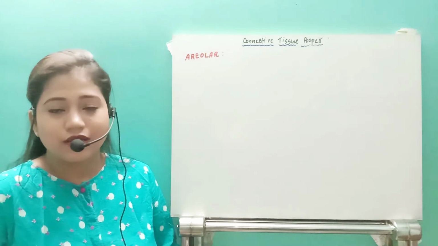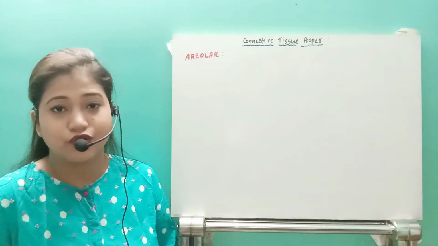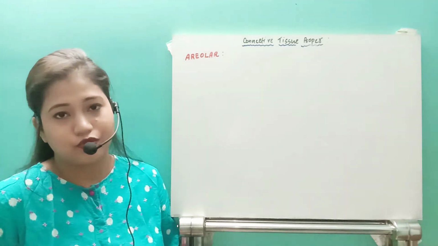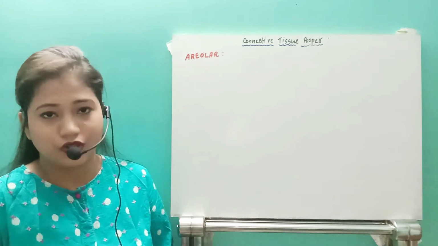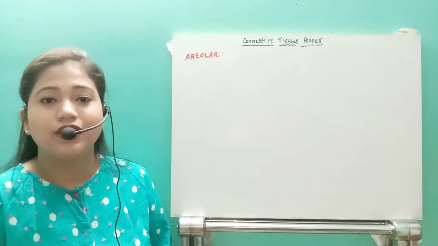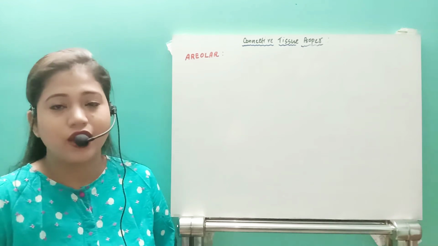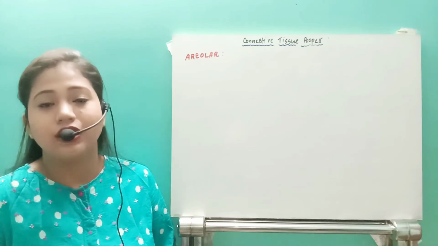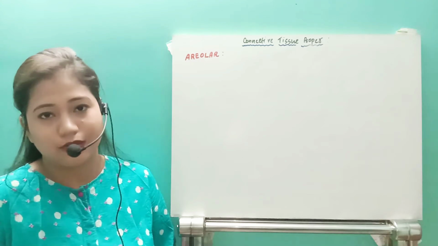In this connective tissue proper, we have seen that it is divided into two types of tissues. They are areolar and adipose. In this video, we are going to see the areolar connective tissue. So first of all, what is areolar connective tissue? It is a type of connective tissue where you will see three types of components together: the cells, then the fibers, and the last one, that is the matrix.